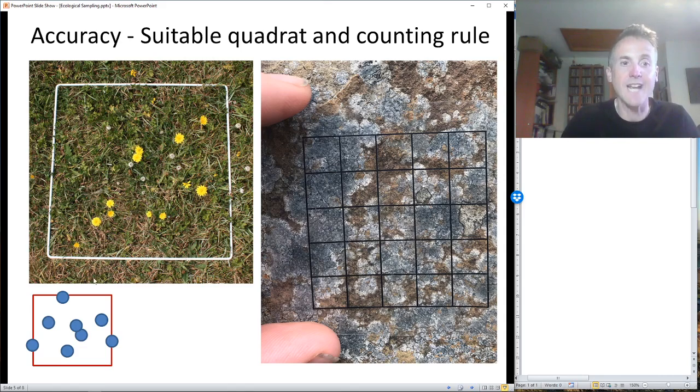If those plants hit an edge, then I need a counting rule. So here my red box is the quadrat, the blue is the plant. How many would you count? 1, 2, 3, 4, 5, 6. I'd count 7.